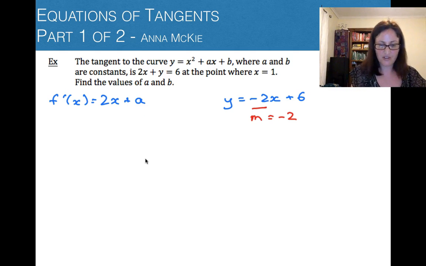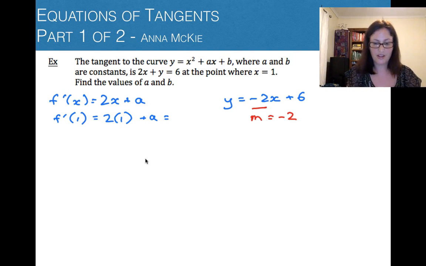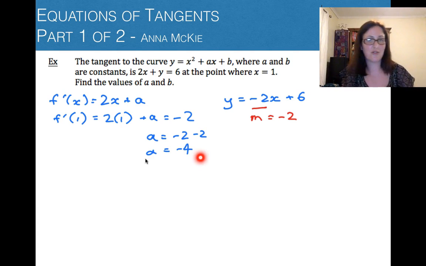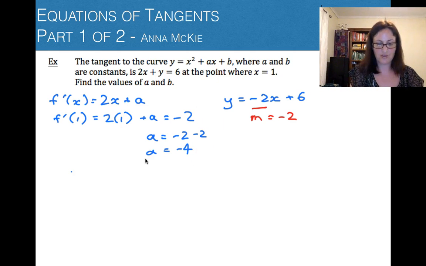So if we first of all sub in f dashed of 1, we have 2 multiplied by 1 plus a is equal to the slope, -2. So we can see here that we're going to get a is equal to -2, take 2, a is equal to -4. So we've got half of what we want. b, well, that's back in the function. So let's sub this value into our original function. x squared, this time take 4x plus b.